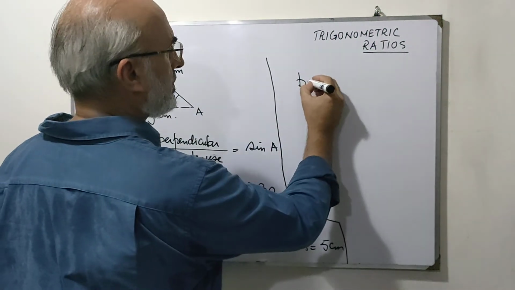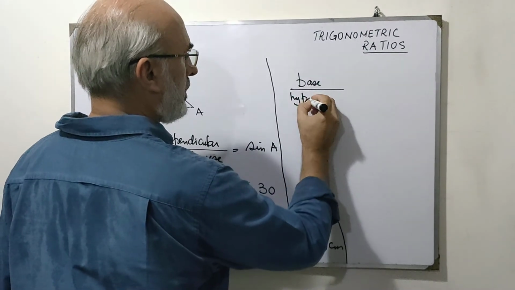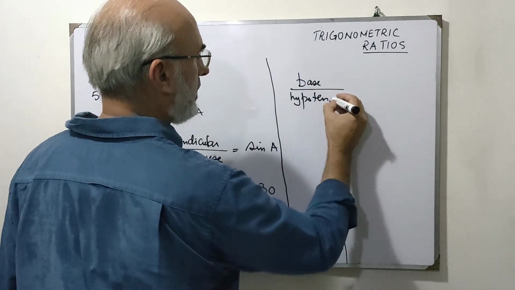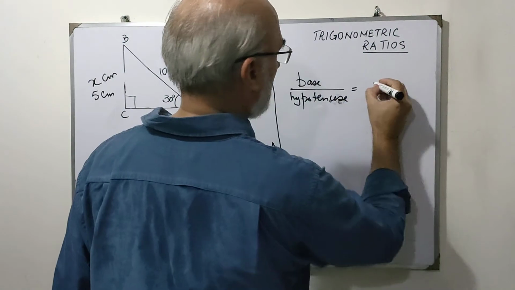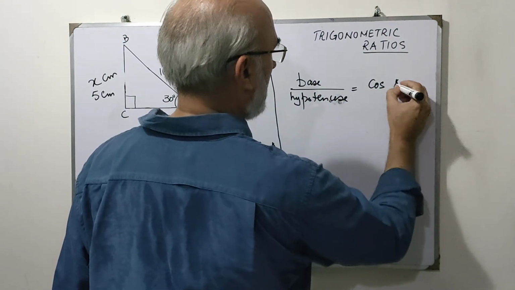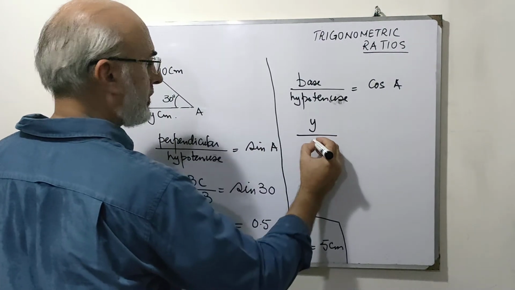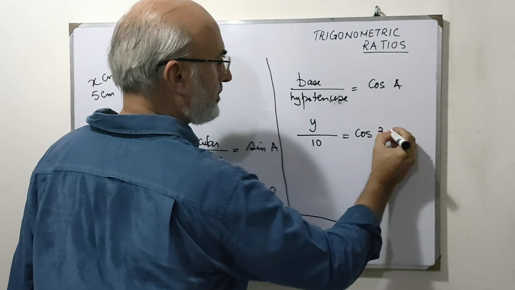So base over hypotenuse is equal to cos A. Okay. So y over 10 is equal to cos 30.